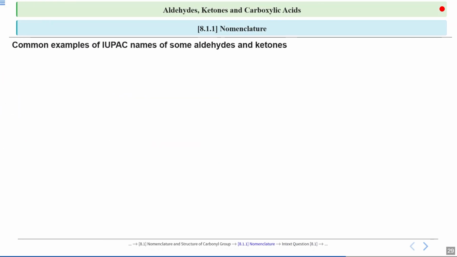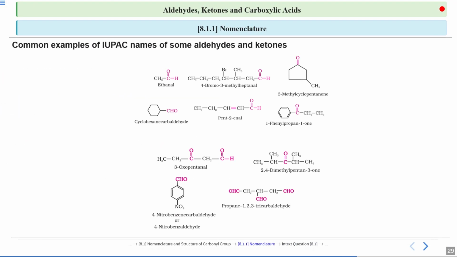Now we will look at these particular examples. These are the common examples of IUPAC names of some aldehydes and ketones. If you see, this is an aldehyde group. In case of aldehyde, the E of an alkane is replaced by Al. Since there are two carbon atoms, the root word is eth, so it is ethanal.